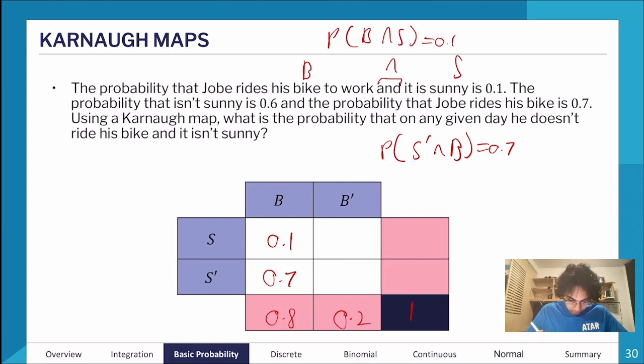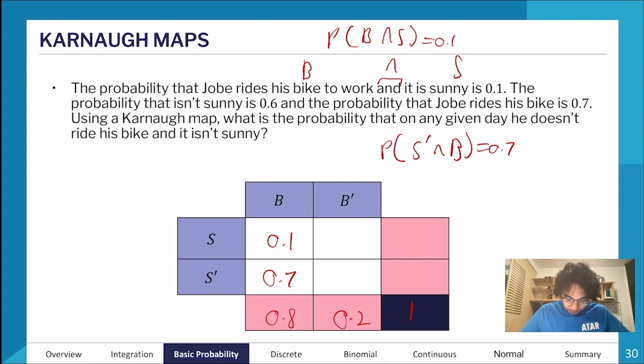Now let's see if the question has given us any additional information. The probability that Joe rides his bike to work and it is sunny is 0.1. The probability that it isn't sunny. Okay, I think I've misread the question. Which happens. I've realized there was insufficient information to answer the question from what I looked at, which is kind of unlucky, but that's fine.